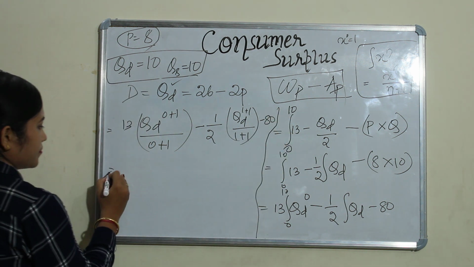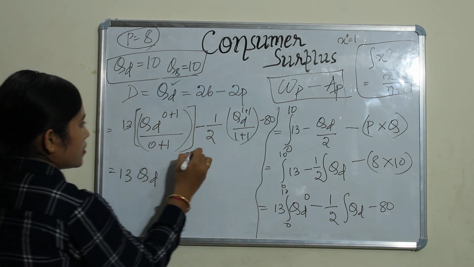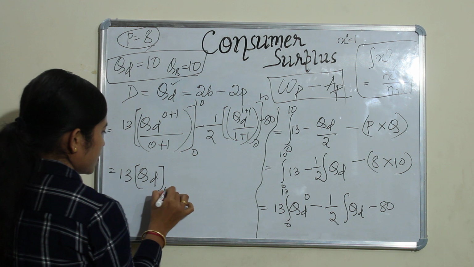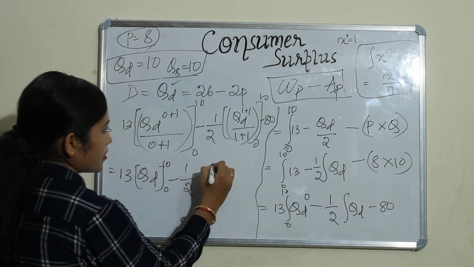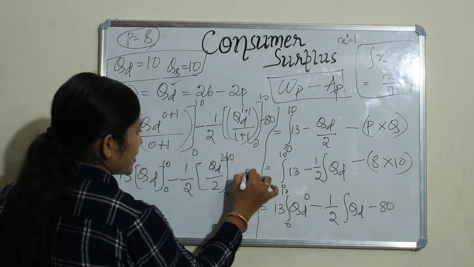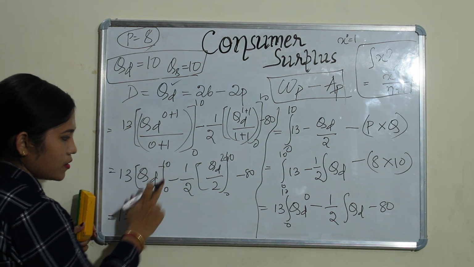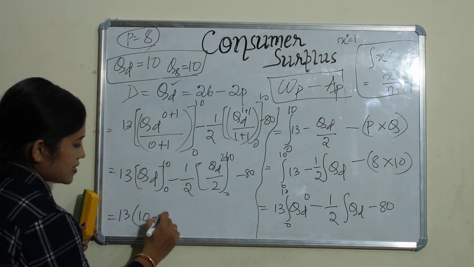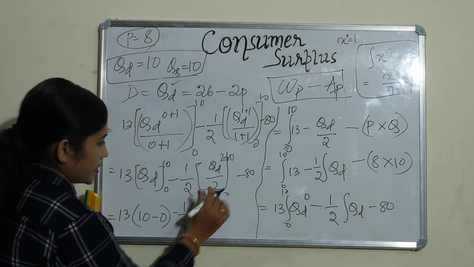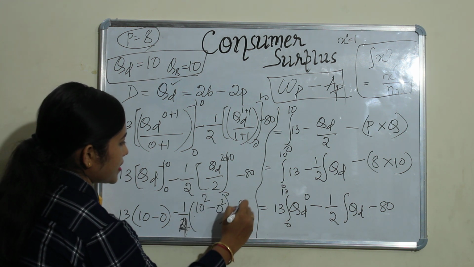Okay. Next, 13 qd, every time you have to mention the limit 0 to 10. So qd from 0 to 10 minus half qd square by 2, from 0 to 10 minus 80. Okay. So here for 13, the upper limit is 10, the lower limit is 0. So 10 minus 0 minus half 10 square. Here 2 you can take outside, 4. 10 square minus 0 square minus 80.